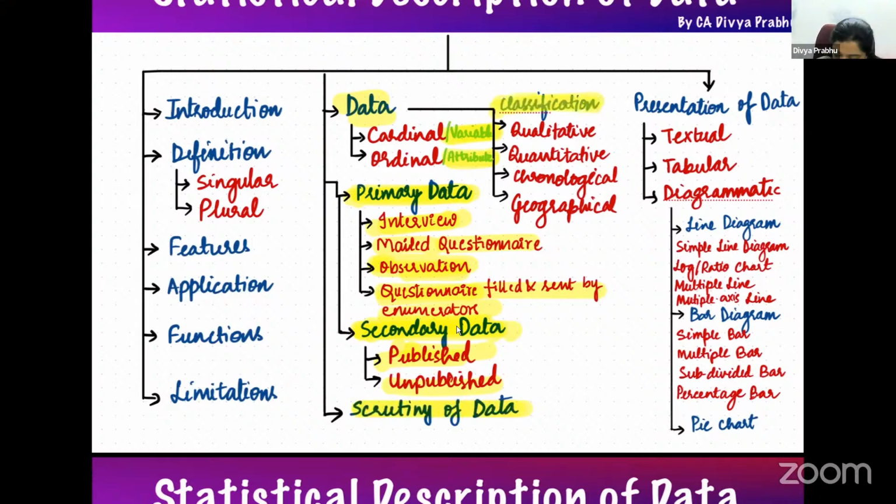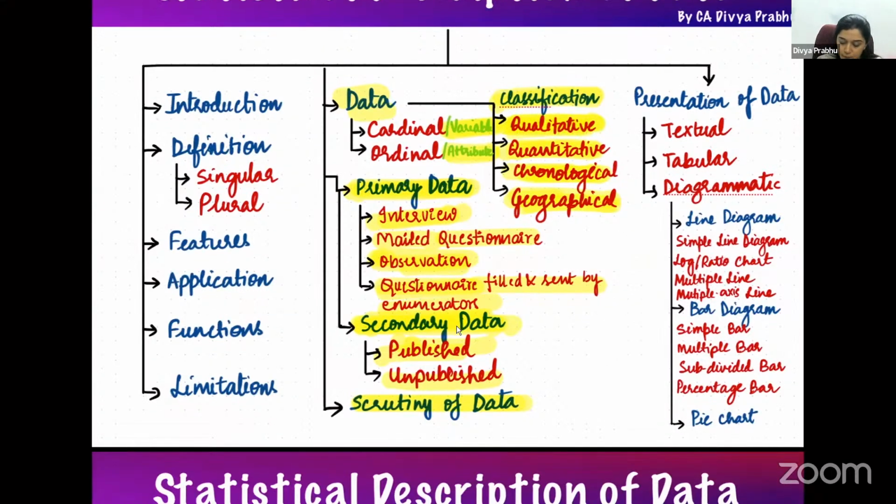Next, coming to classification of data. Before you present the data which you have collected, you have to first classify it. If you are classifying it based on time, we call it chronological data. If you are classifying it region-wise, it is geographical data. If you are classifying it based on any variable, it is quantitative data. If you are classifying it based on attributes, it is qualitative data. For example, based on gender, it is an attribute, correct, which is qualitative data.